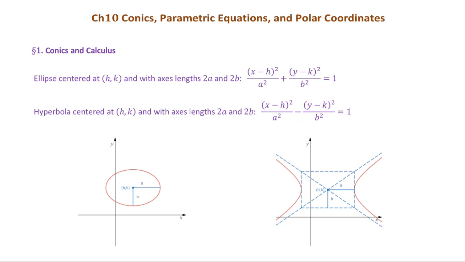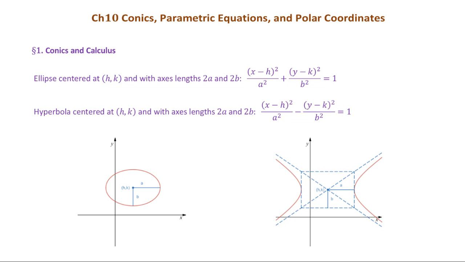Okay, again, as I said, a and b are the half lengths of the long and the short axis. And h and k are just the x, y coordinates of the center of the ellipse. So any point on the ellipse with coordinates x, y must satisfy this equation. Okay, and the last curve we discuss is the hyperbola.